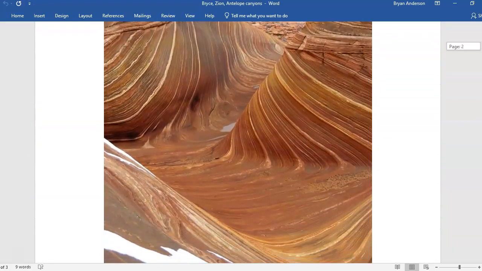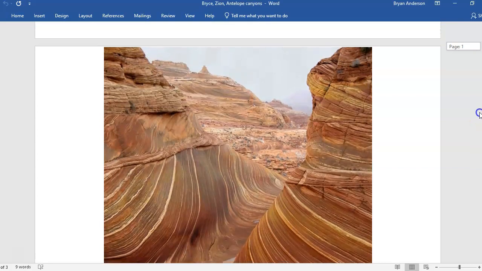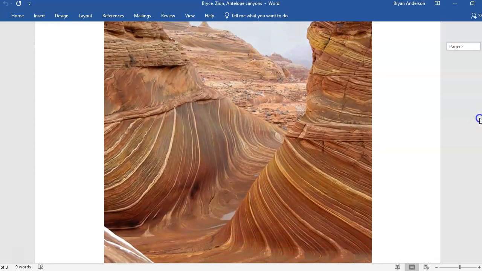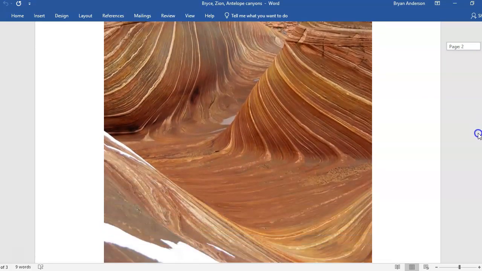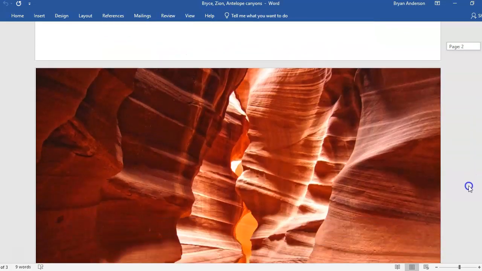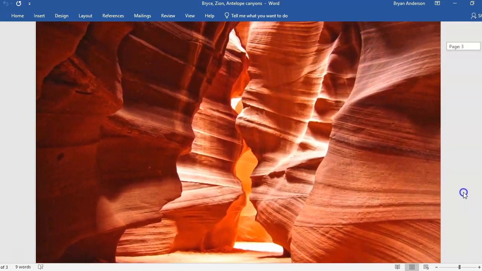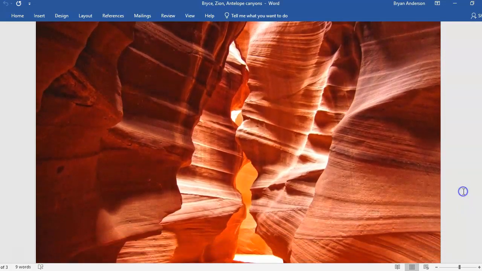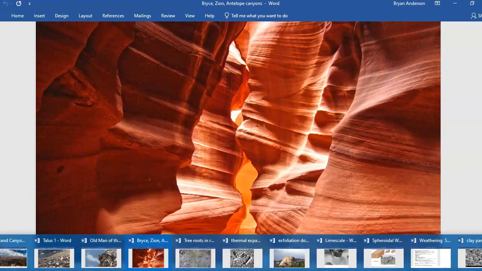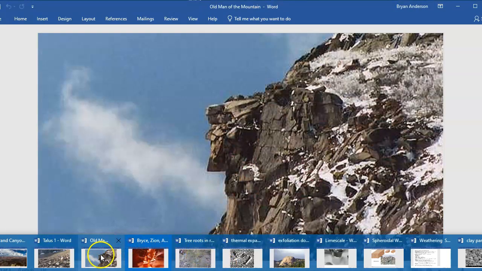Other places would include Zion Canyon, right here also in Utah, with more spectacular sedimentary rock formations. And then Antelope Canyon, an Arizona feature, with beautiful sedimentary rocks. This is all in what they call the Red Rock region of our country, the Southwest. Of course, weathering affects many places.